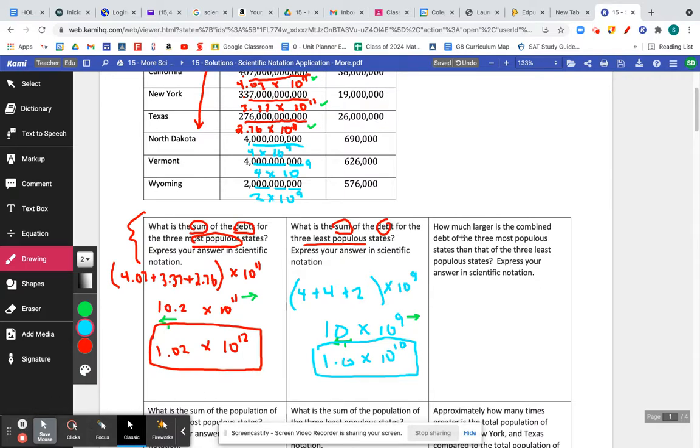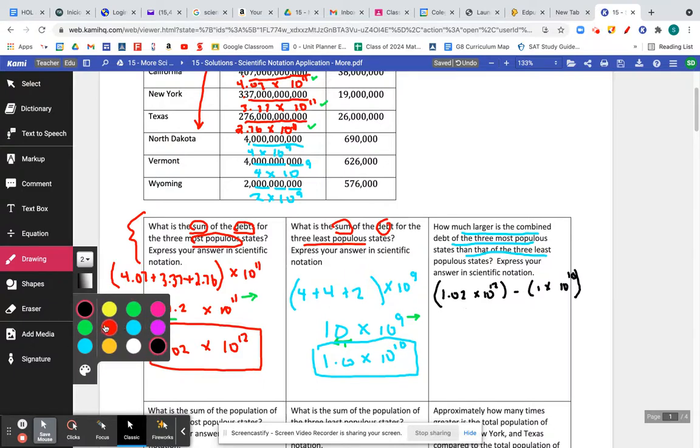Okay, the last question on this one is how much larger is the combined for the most populous than that of the least populous? So how much more? How much more is the red one than the blue one? So we want to do some subtraction there. We want to know how much more that is. So we want to take the 1.02, there's the big one, times 10 to the 12. We want to take the little one, 1 times 10 to the 10, and subtract it from that big one. Okay, so that's going to tell us how much more the bigger one is.